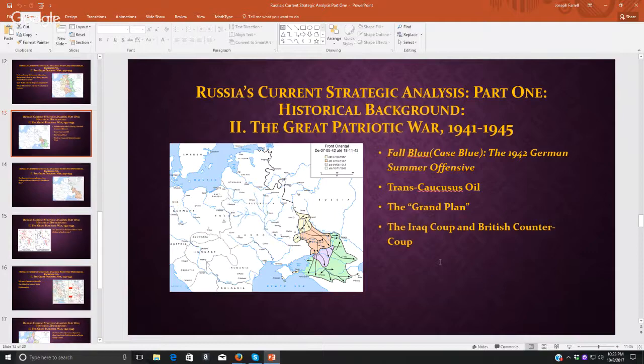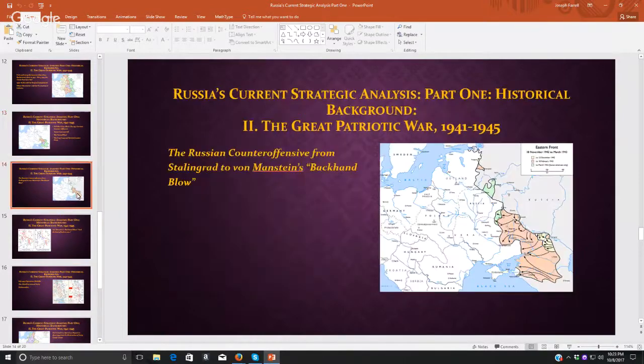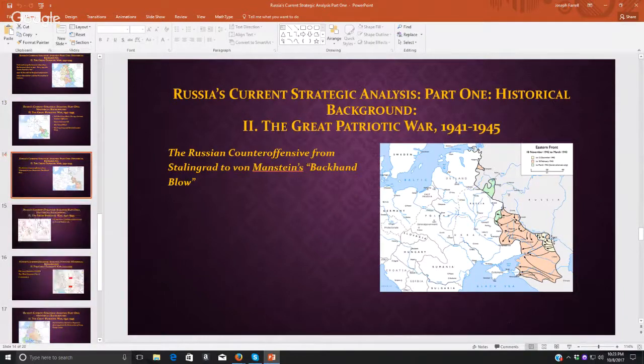We know the result of this. This was the first really successful Russian counteroffensive. The offensive began in December of 1942, cut off the Sixth Army in Stalingrad. And then if you look carefully here, what the Russians were trying to do, there were over 2.5 million men involved in this massive winter offensive.